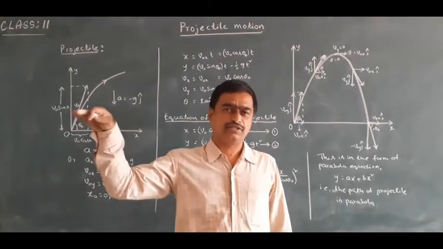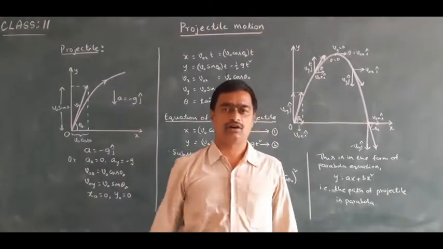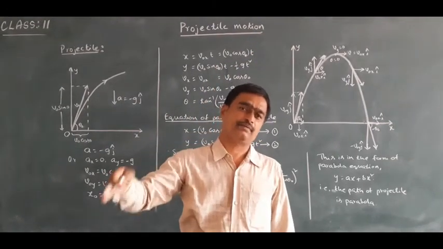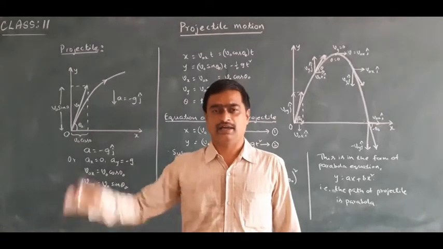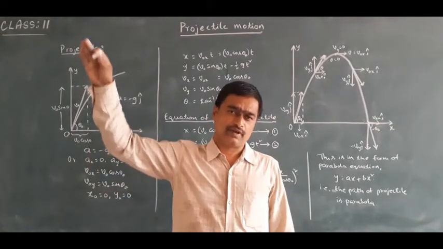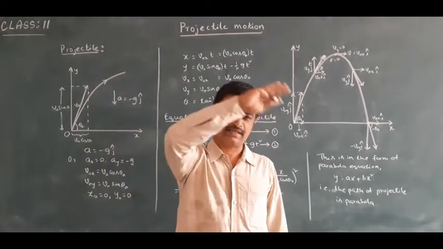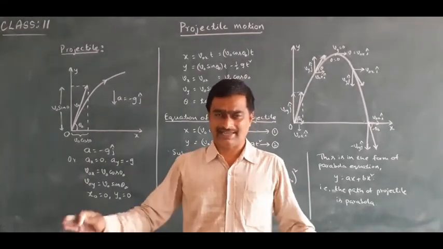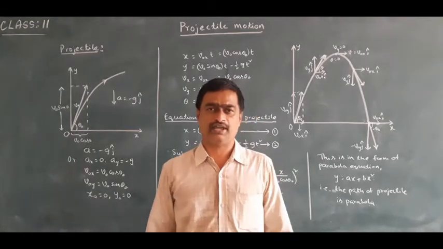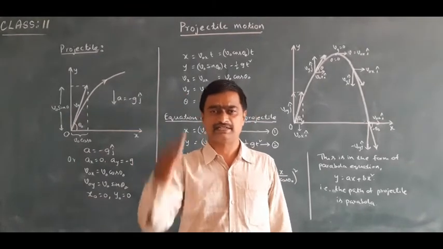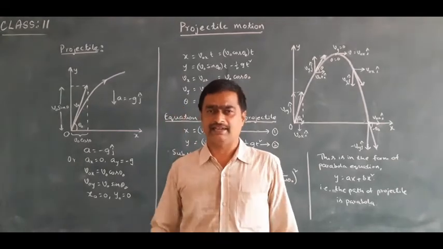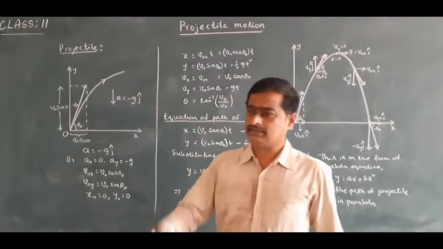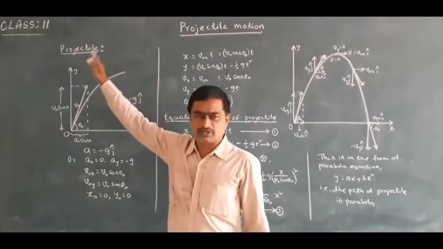A body which is thrown horizontally from a building, or a body which is thrown at some angle with the horizontal from the top of a building, or a body which is thrown from an inclined plane at some angle or even horizontally. All these are examples of projectiles. Or a body which is thrown straight up into the air, which is a vertical projection. It is one of the cases. Now that is the meaning of projectile.